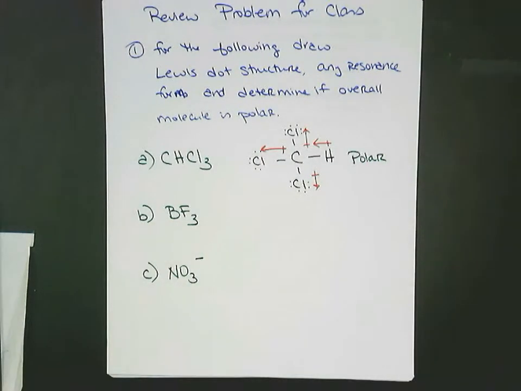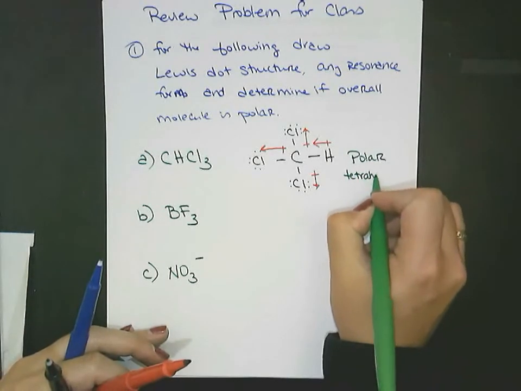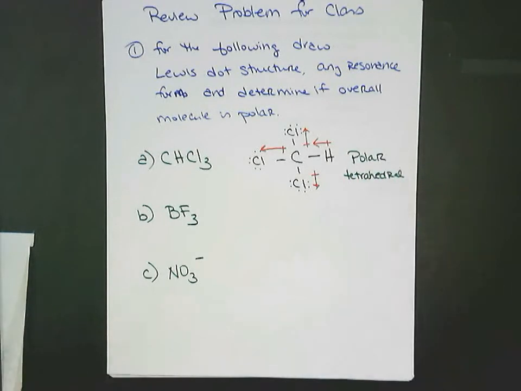What VSEPR shape does this have? Tetrahedral. Both, in this case, because there are no lone pairs. It's the same.